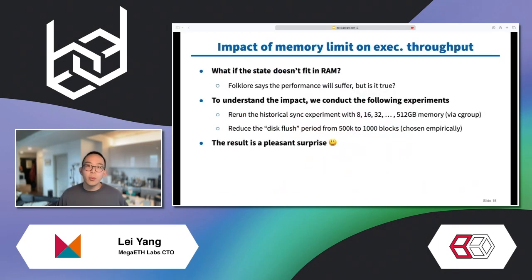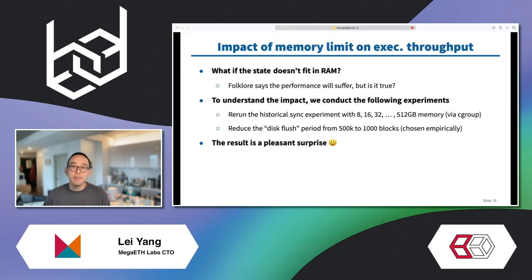All right, now we have a pretty good understanding of the execution performance when there is a large amount of memory to fit the entire database. We saw that Reth is actually pretty fast in that case, but what if this is not the case? What if we don't have enough memory to actually store all the relevant information that the client needs for execution and Merkleization? The folklore says the performance will suffer a lot, but is it really true? Let's find out.